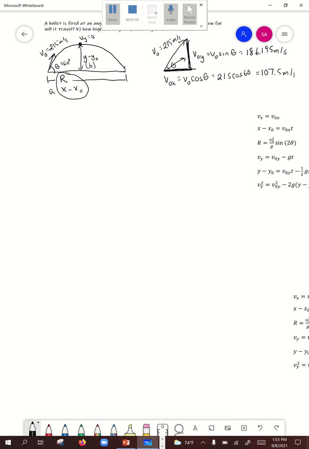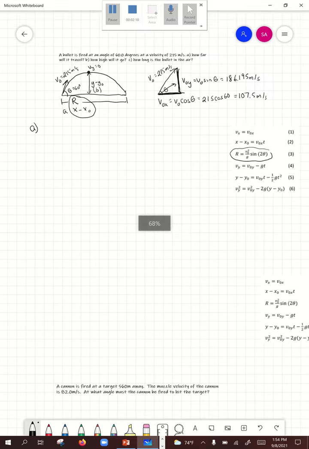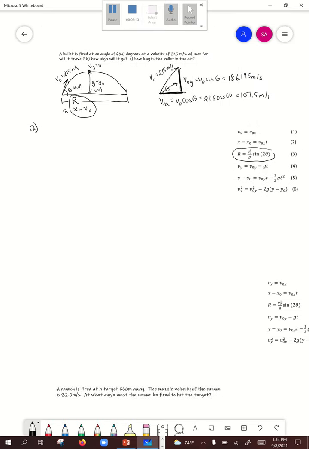All right, so I've got v0x and v0y. Now I want to solve the problem. So the first rule is that if it lands at the same height at which it took off, the easiest way to find the distance that it traveled is to use the range equation. So let me just shrink down a little bit so you can see the equation number. So that's equation number 3. So the range, which is the total distance traveled, is the initial velocity squared over g times the sine of 2 theta. Okay, and we know all these numbers.